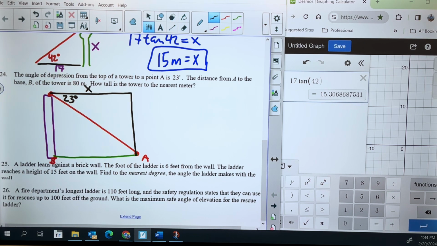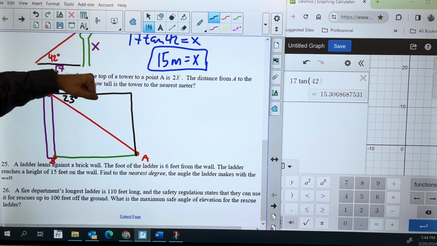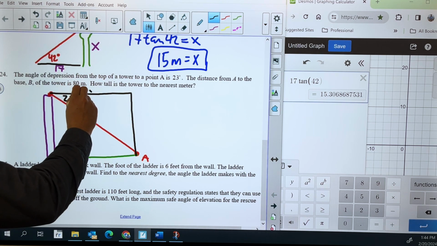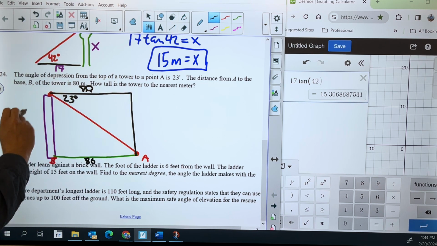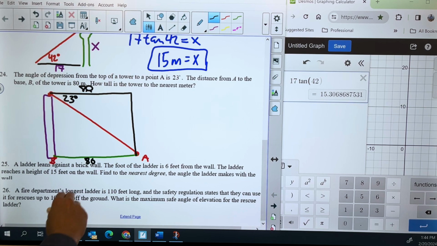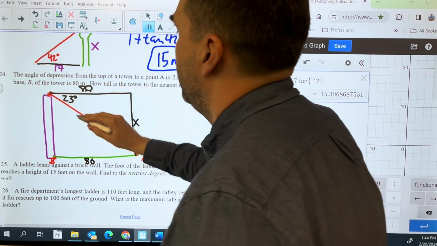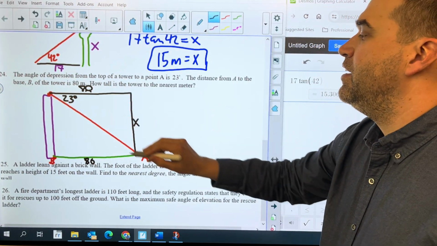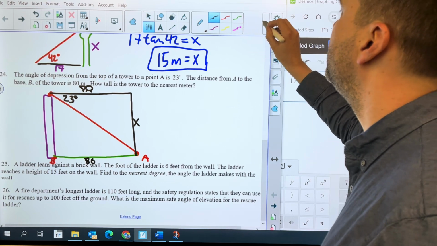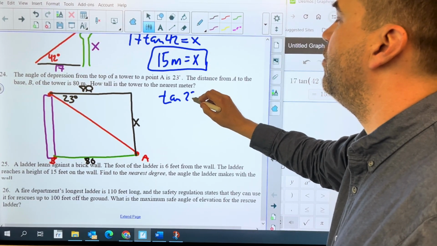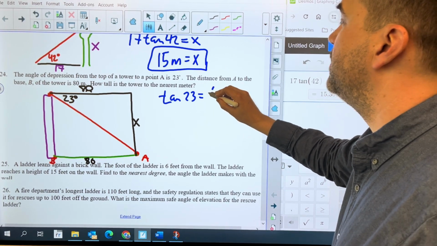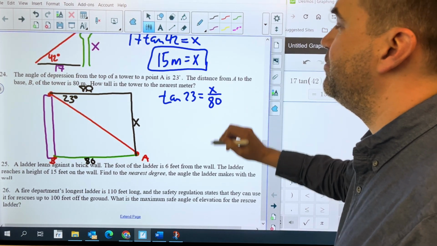And the height of the, wait, hold on. The distance for, oh, no, sorry, 80. The distance from A to B is 80, which means that distance up top is 80 as well. And we're looking for the height of the tower right there. Angle, opposite, adjacent. This is a tangent problem. So we're going to go tangent 23 equals the opposite over the adjacent.